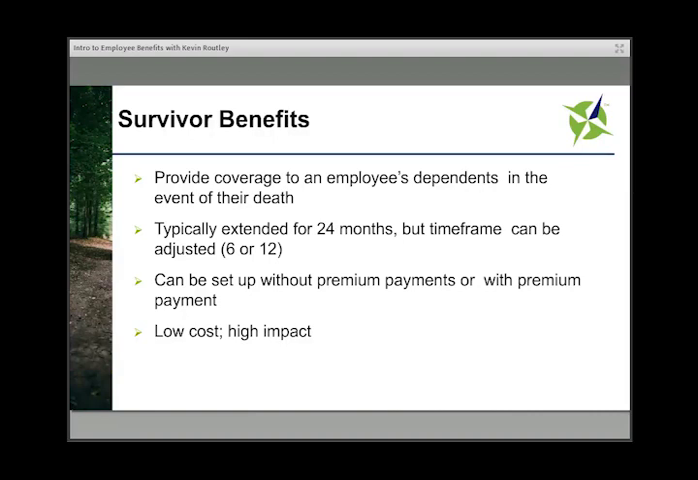What that means is the spouse or children of an employee that has died would be covered on a benefit program for up to 24 months, either premium free or with premium payment, depending on how you set up your policy. This benefit is very low cost, and most insurance companies provide it as a general provision, but the impact that it can have on the surviving dependents is huge.